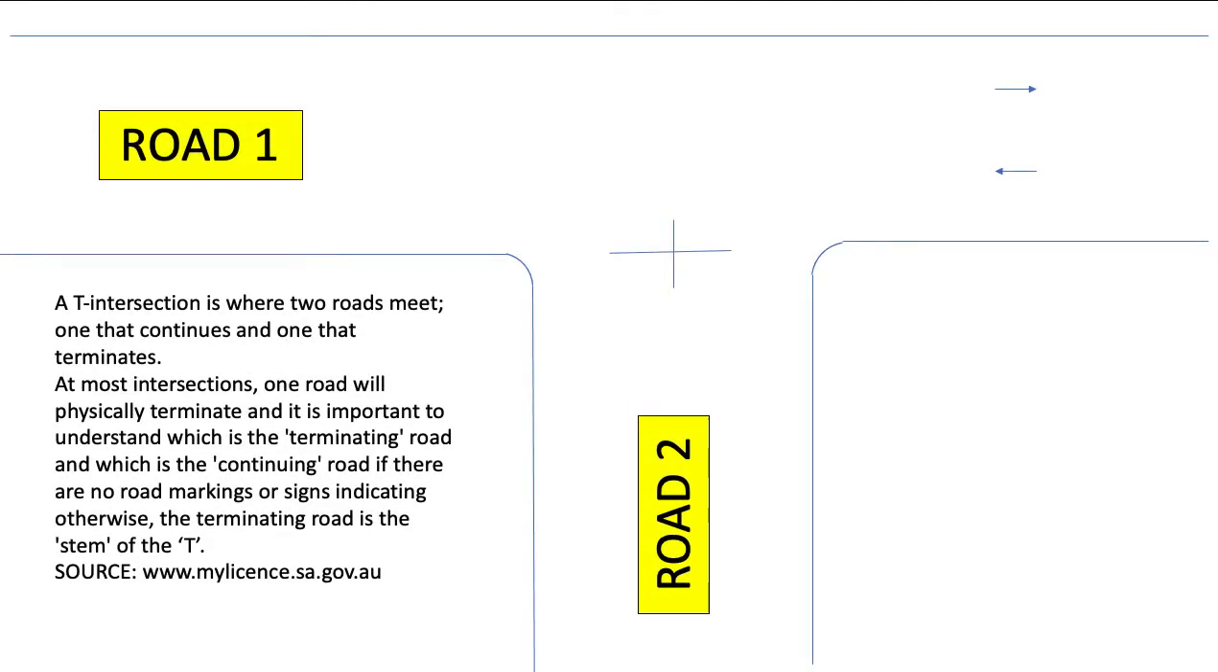A T section is where two roads meet, one that continues and one that terminates. At most intersections, one road will physically terminate, and it is important to understand which is the terminating road and which is the continuing road if there are no road markings or signs indicating otherwise. The terminating road is the stem of the T.